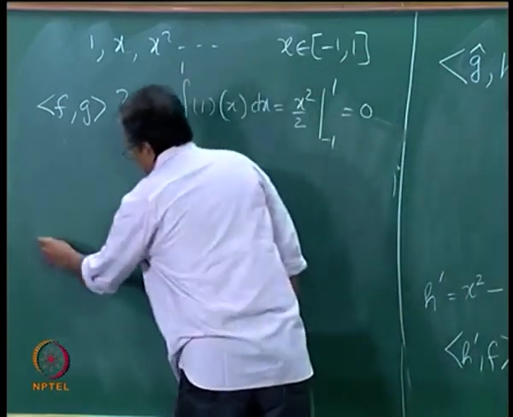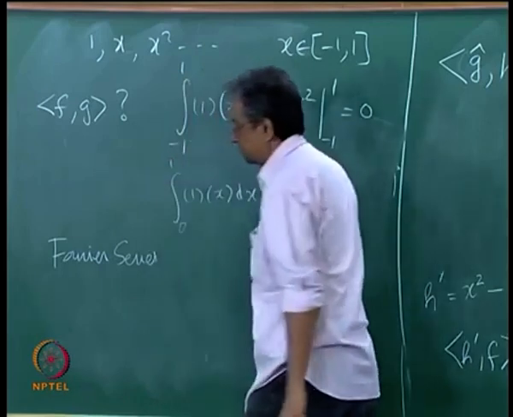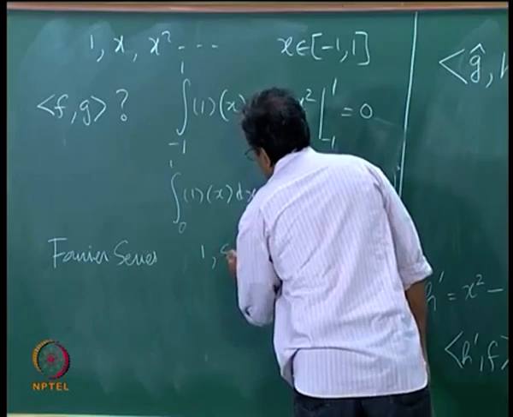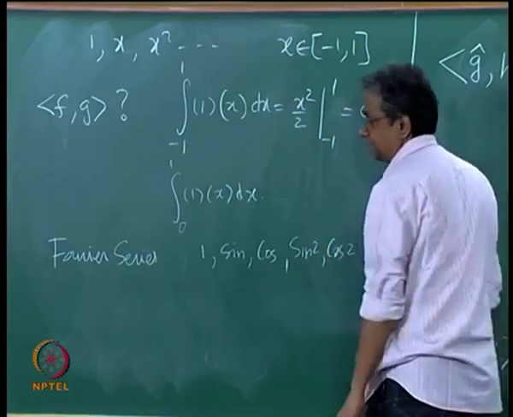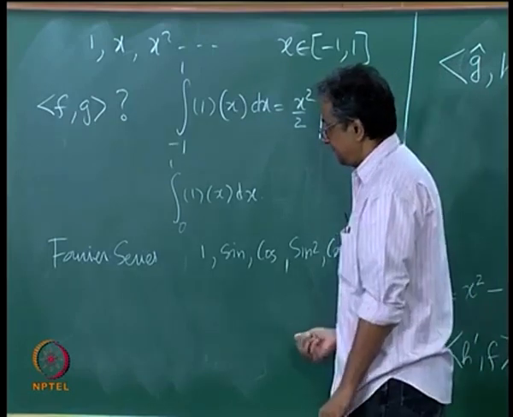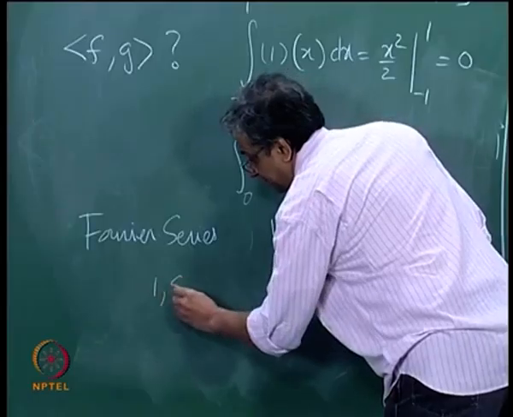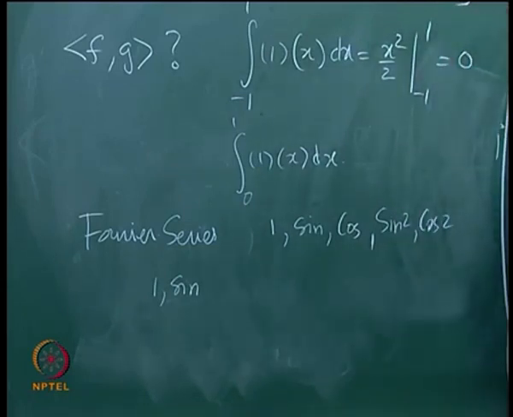Let us look at Fourier series; I am not going to do it in great detail here. The functions that you are looking at are of the form 1, sine, cosine, sine 2, cosine 2 and so on. So the obvious question from this discussion is: are the functions 1 and sine orthogonal to each other? You should always remember to ask on what interval we are talking. What is the definition of the dot product, and what is the interval on which we are talking?